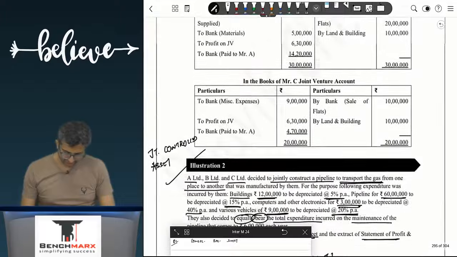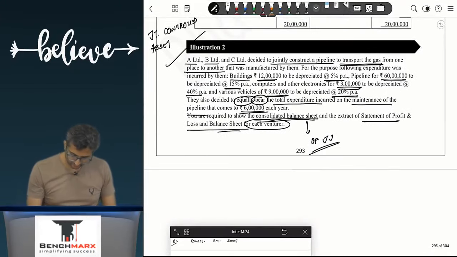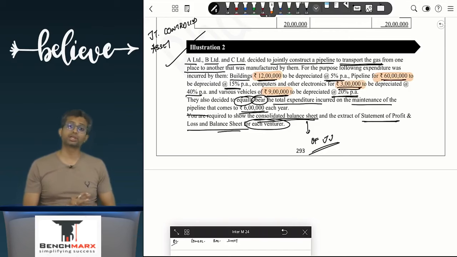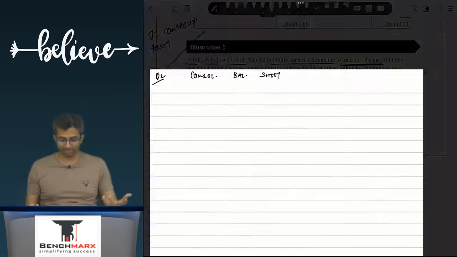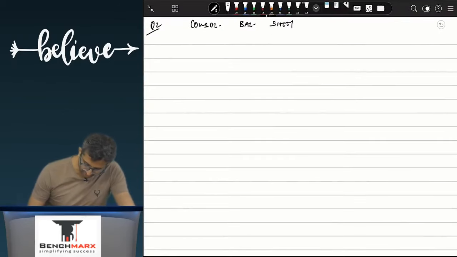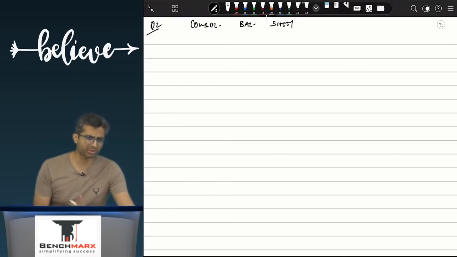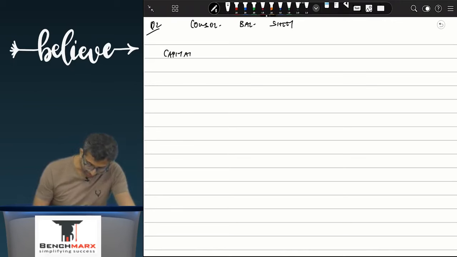If I look at the consolidated balance sheet, take your calculators: 12 lakh plus 60 lakhs plus 3 lakhs plus 9 lakhs. This is 84 lakhs in total. But there will be some depreciation as well. We are not showing reserves and such, as it's not a company balance sheet. You can prepare it in T format or vertical format. The question is prepared in vertical format, but you can very well prepare a T format. There will be some capital, and then there will be some assets. Your assets comprise PPE only.